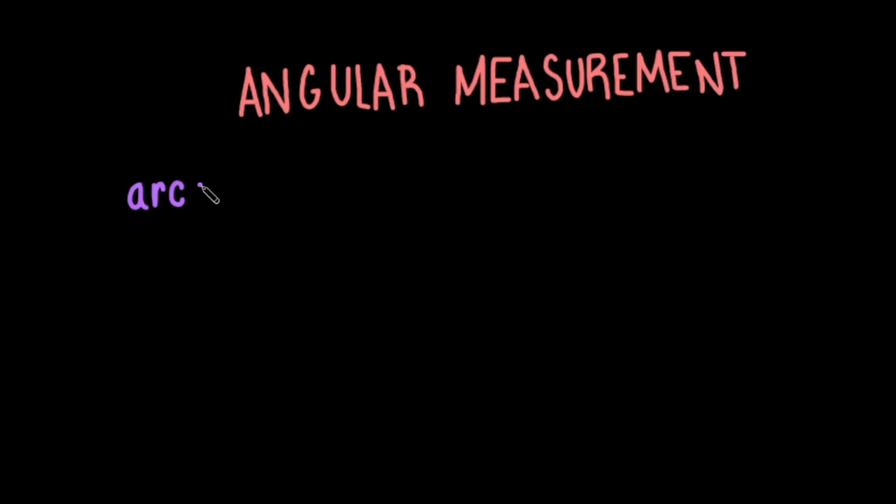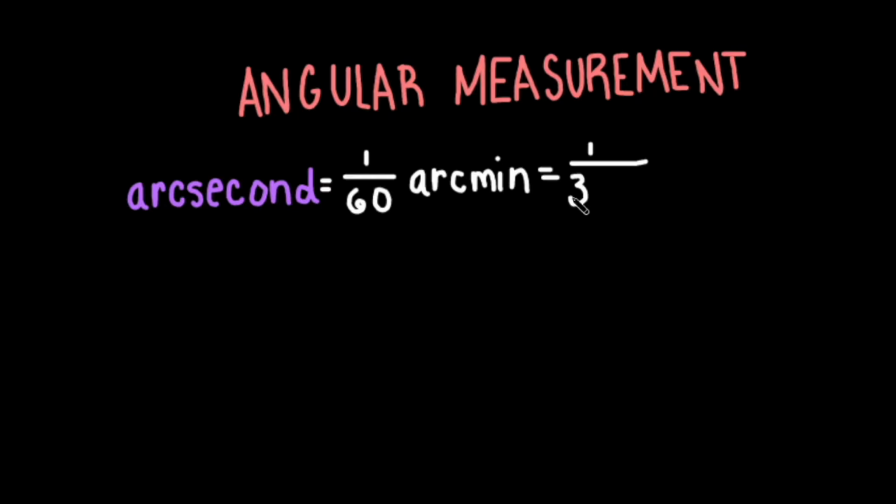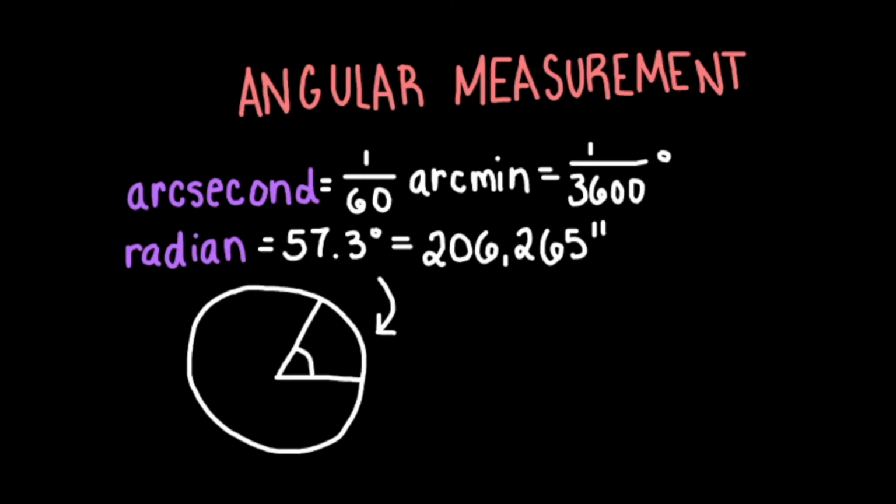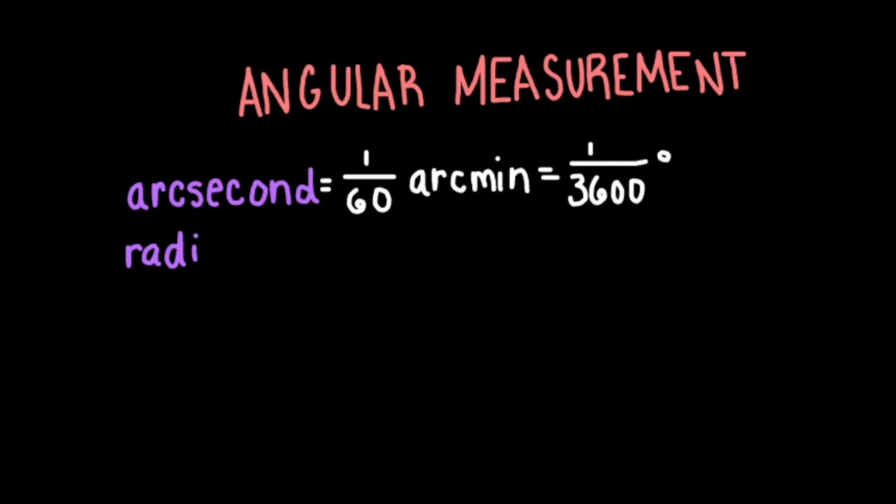Units of angular measurement. Let's start with that. Arcsecond. An arcsecond is 1/60th of an arc minute, which is 1 over 3,600 degrees. Radian. A radian is about 57.3 degrees, or 206,265 arcseconds. Angular velocity. So this I really only refer to one term because proper motion is the most common here.